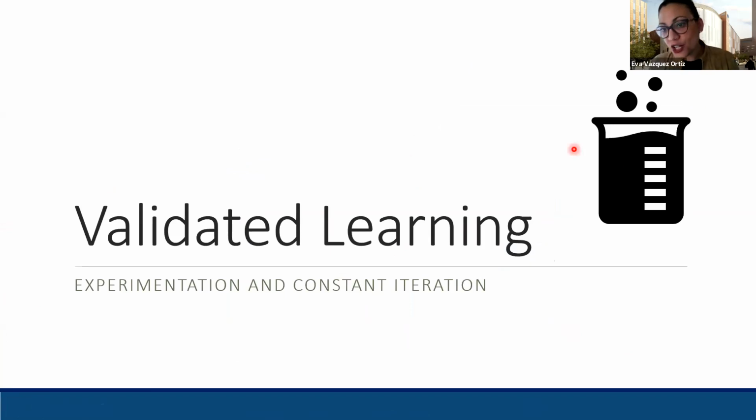So validated learning is basically a core concept of lean startup. This is a learning journey. You need to learn from your customer. You need to use your minimum viable product to learn. You need to pivot accordingly. And you need to use that knowledge to create something that will increase your chances of success.